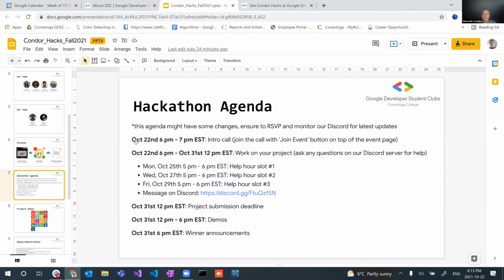Now talking about the agenda itself. Right now we are having an intro call, which is generally just to let you know what the hackathon is about and any details you might need to know. Then starting today at 6 p.m. till October 31st, 12 p.m. EST, time zone very important, you will be able to work on your projects. If you need any administrative help, you're welcome to message us on Discord.